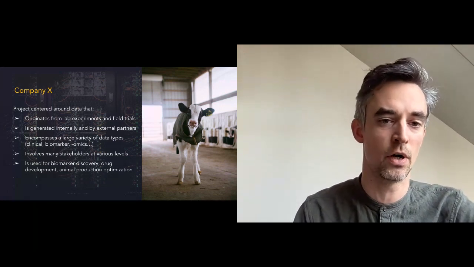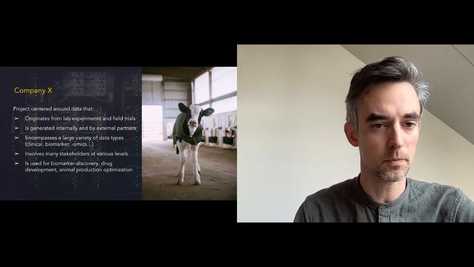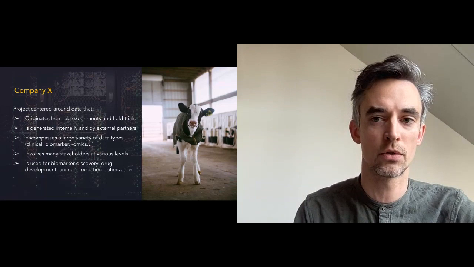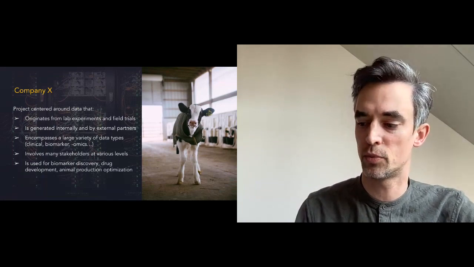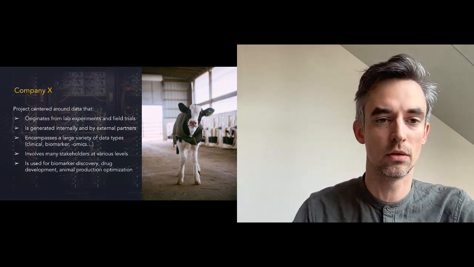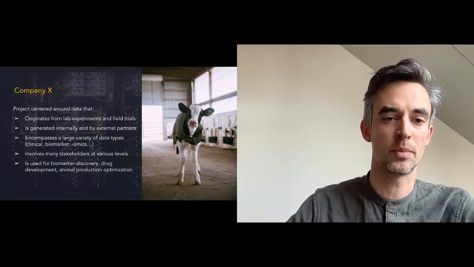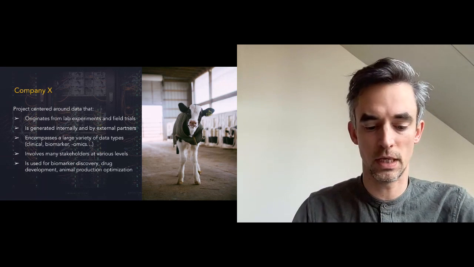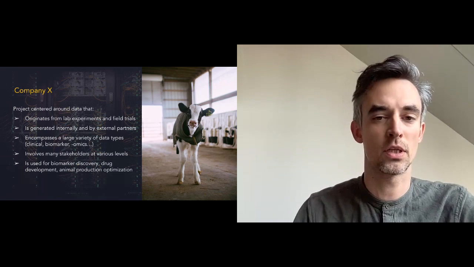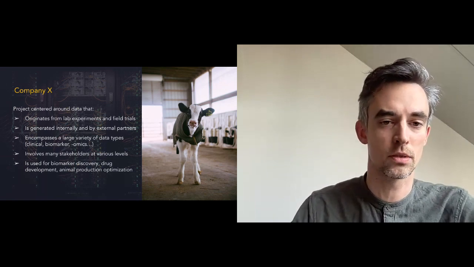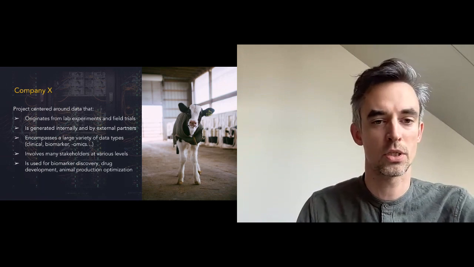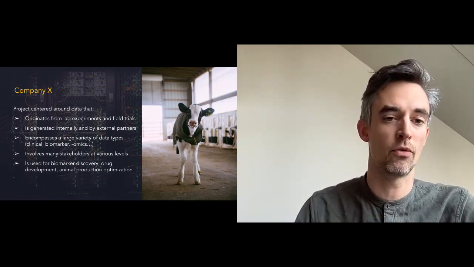As I said, a large variety of data types. There were a lot of stakeholders involved at various levels. And by that, I mean this project involved people from the wet lab technician who is in the lab day in, day out, to the data scientist that ends up working with the data, the veterinary scientist who has to interpret the results and try to steer their therapy projects, to the higher level management as well.